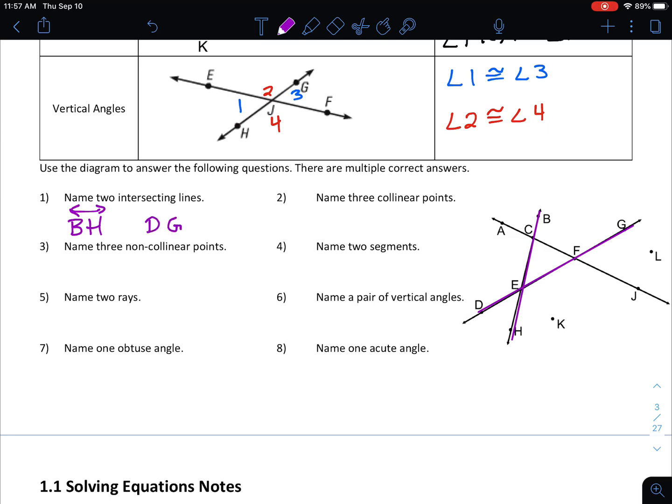And again, there's a bunch of different ways you could name those. That is just one of the many ways that you can name those two lines that intersect. And notice that their point of intersection is at point E.